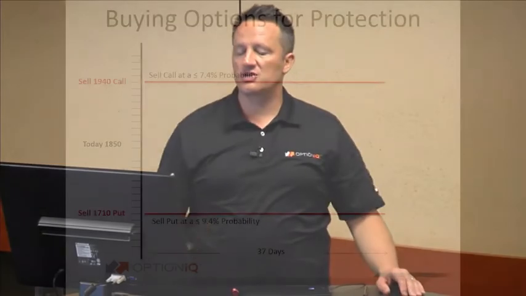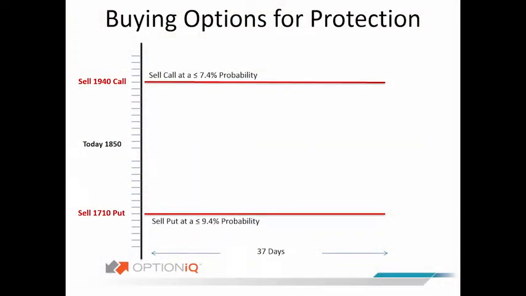Let's actually look at an example. We're going to go back to the example I had just a moment ago. So here is that same trade. We are selling the 1940 call. We're selling the 1710 put. So the question is, where are we going to buy options to protect us? For this example, I'm showing you what's known as an iron condor. That's the name of this strategy. This strategy requires, for every call that we sell, that we buy a call option higher, or above, the one that we sold.